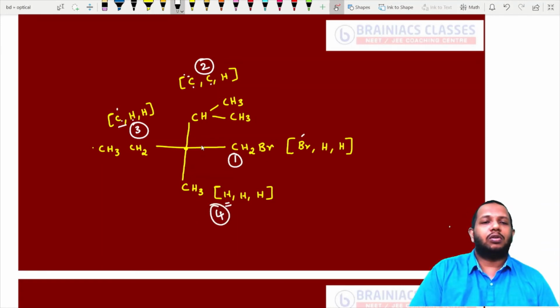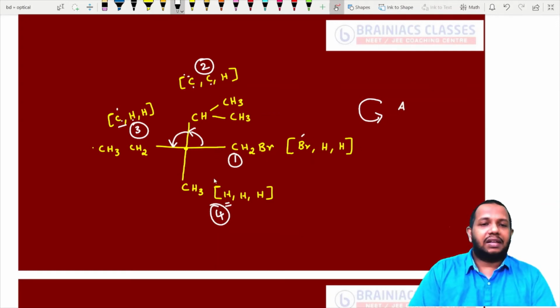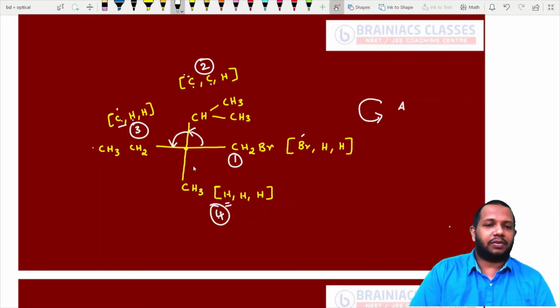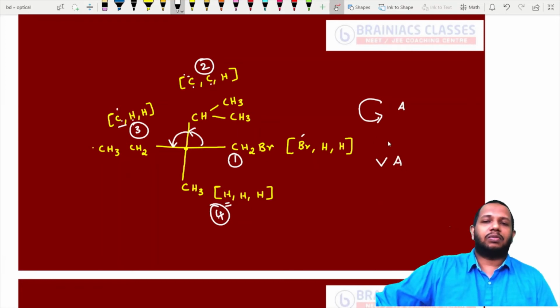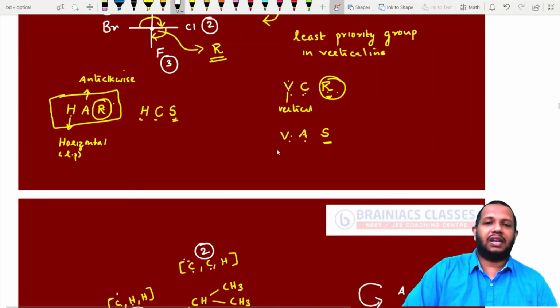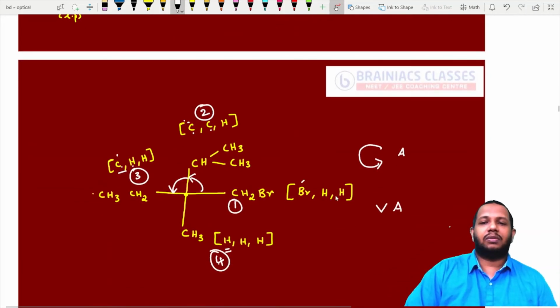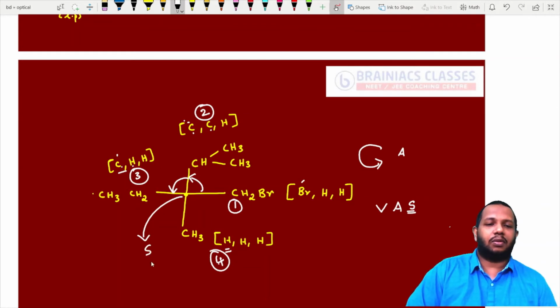Now move from 1 to 2. Then move from 2 to 3. So now tell me in what direction it is rotating. It is rotating in anti-clockwise direction. Now we know that the least priority group is present in the vertical line. So we got vertical, now anti-clockwise. So vertical anti-clockwise means what will be the configuration? We know vertical anti-clockwise means the configuration will be S. So the answer here is it is in S configuration.